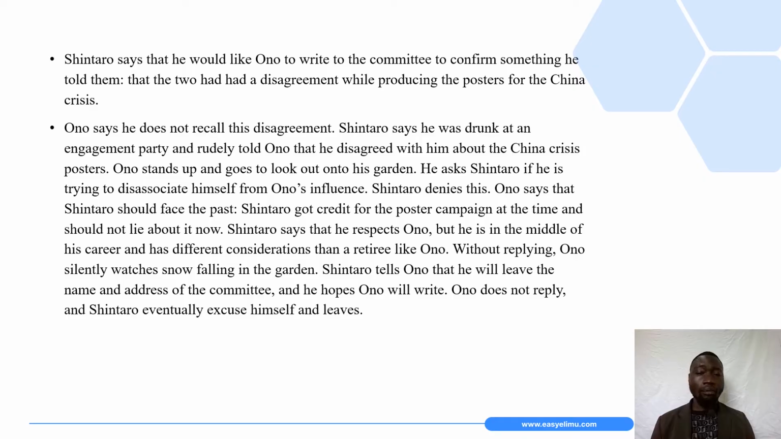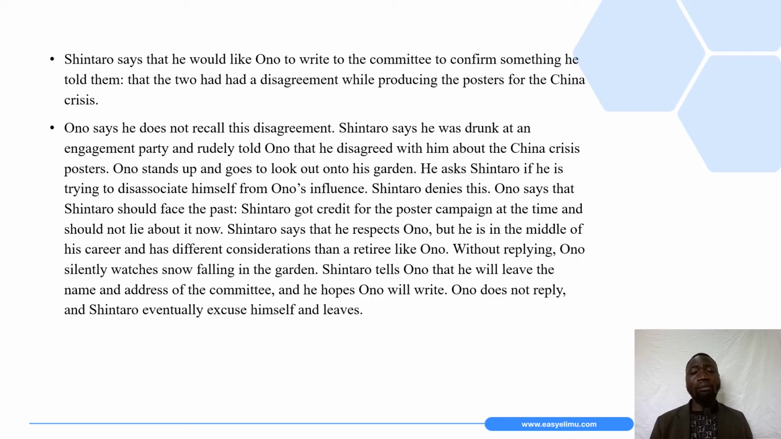So Ono stood up and went to look out onto his garden. He asked Shintaro if he was trying to disassociate himself from his influence. Shintaro denied this, and Ono said that Shintaro should face the past. Shintaro got credit for the poster campaign at the time and should not lie about it now. Shintaro again tells Ono that he respects him, but he is in the middle of his career and has different considerations than a retiree like Ono. So Shintaro is ambitious and focused.